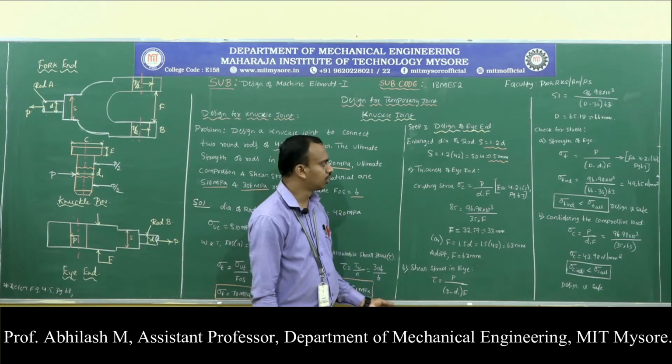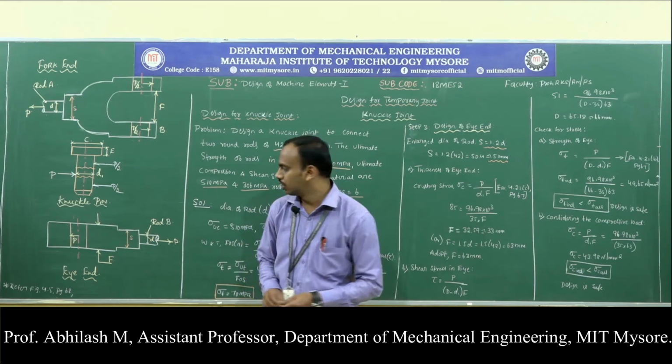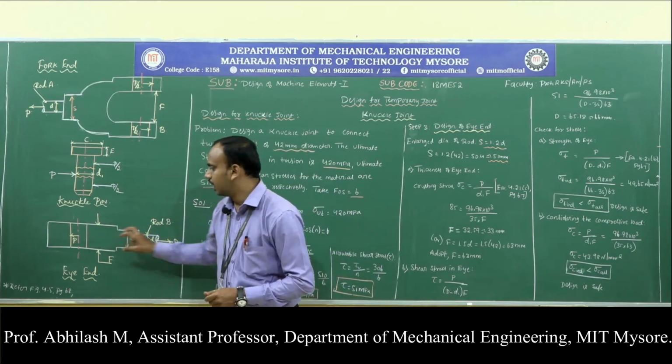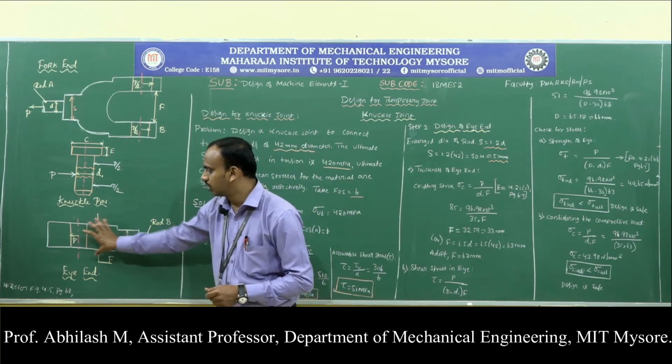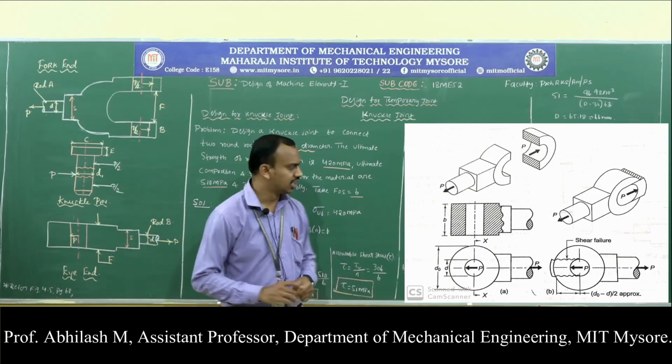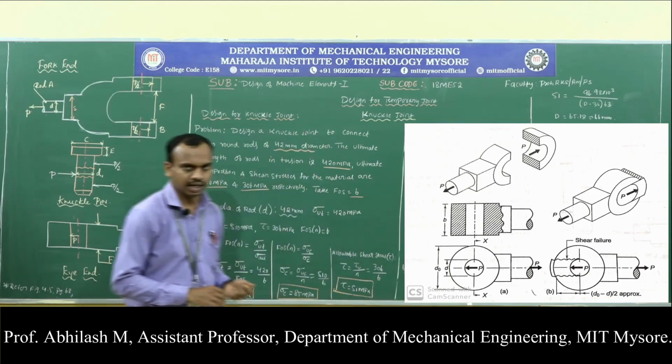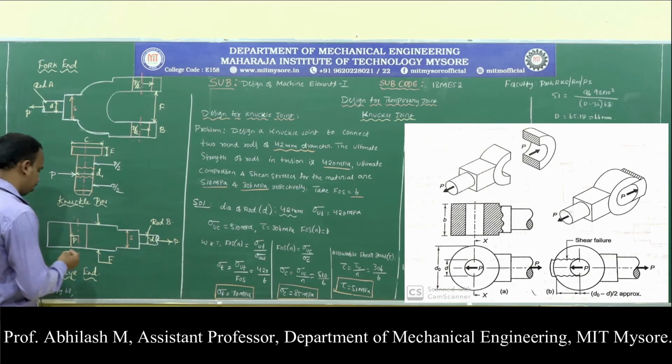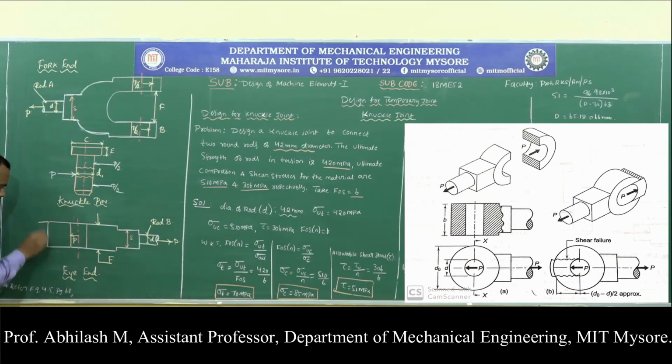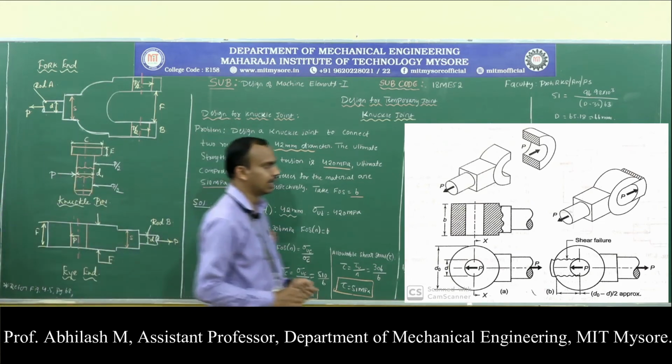Now I am supposed to calculate the thickness of this particular eye end. How much is the thickness of this particular eye end, which is denoted by the term F? So this is denoted by the term F. How much is the thickness of this particular eye end?